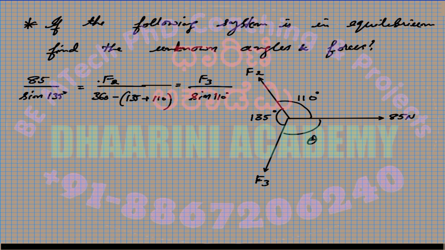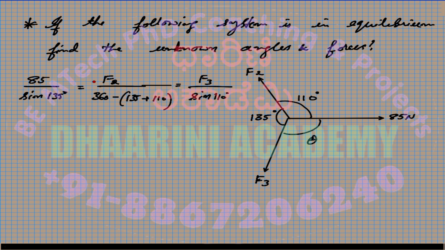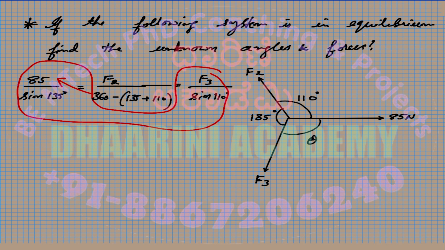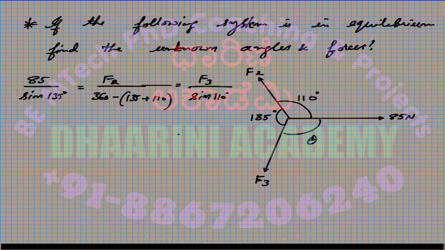So we can cross multiply and get the answers. If you want to calculate F2, bring this to this side. Similarly, if you want to calculate F3, you can use these two equations. They are equal, so either you can use F2 or the original equation to get that. Calculate the values and tell me what values you get for F2 and F3.